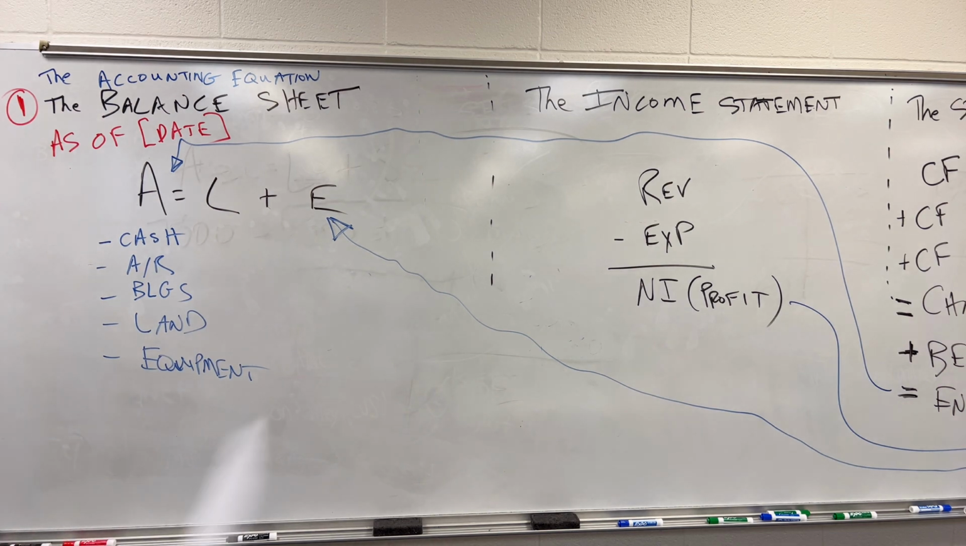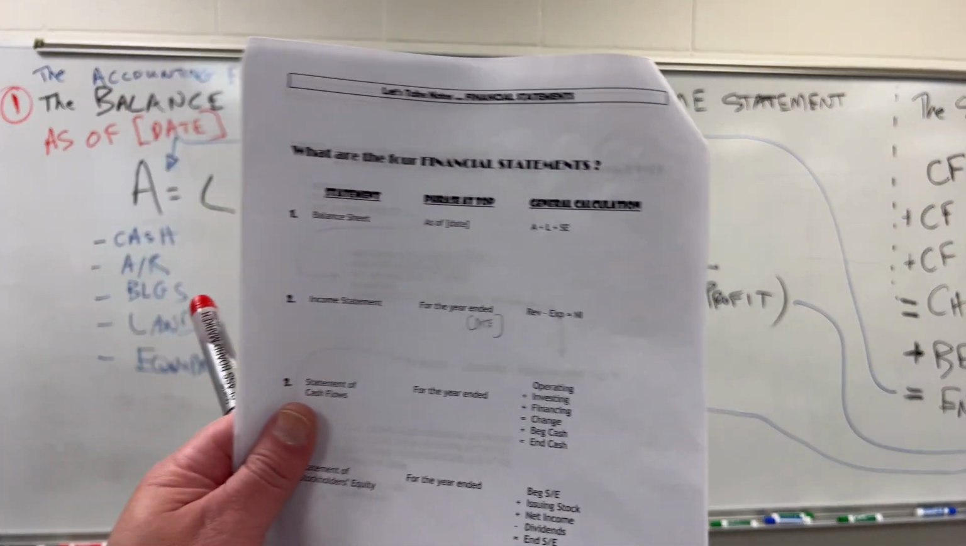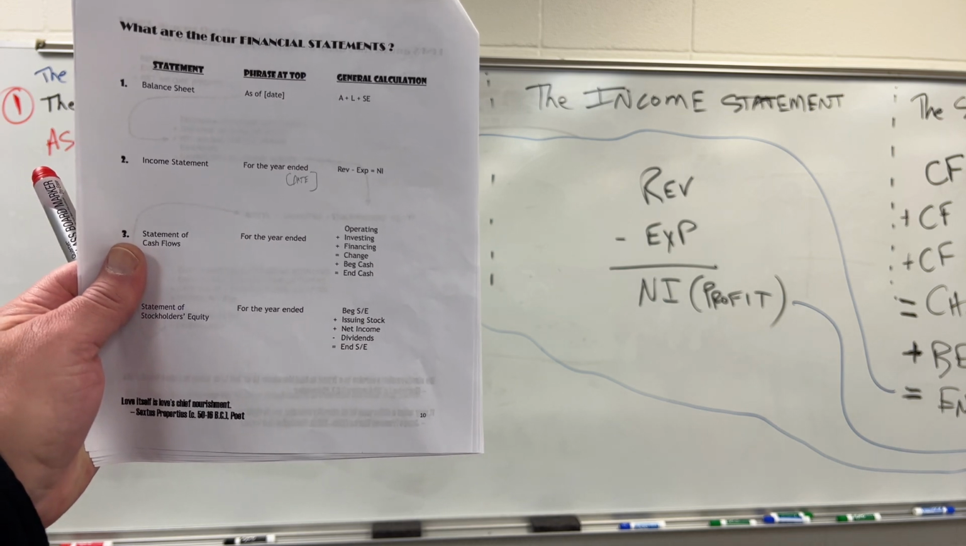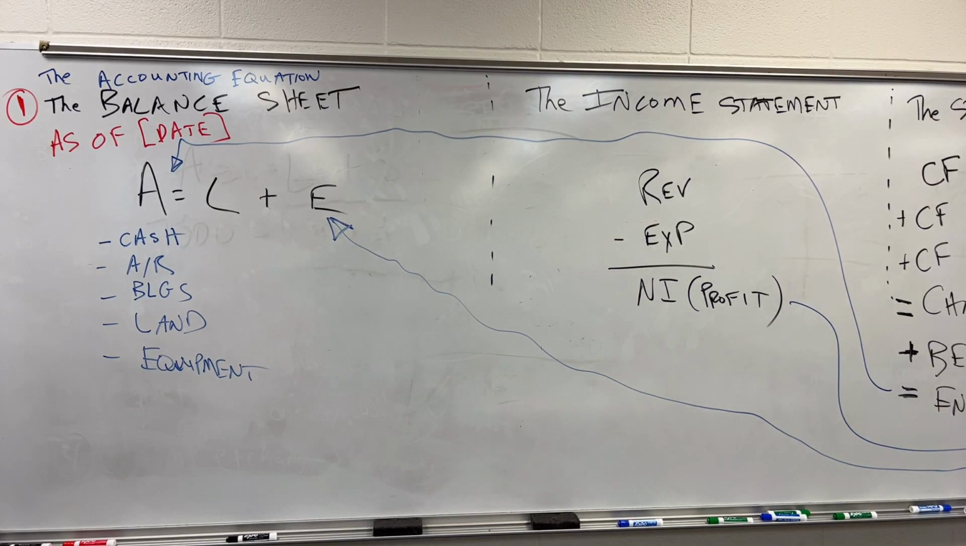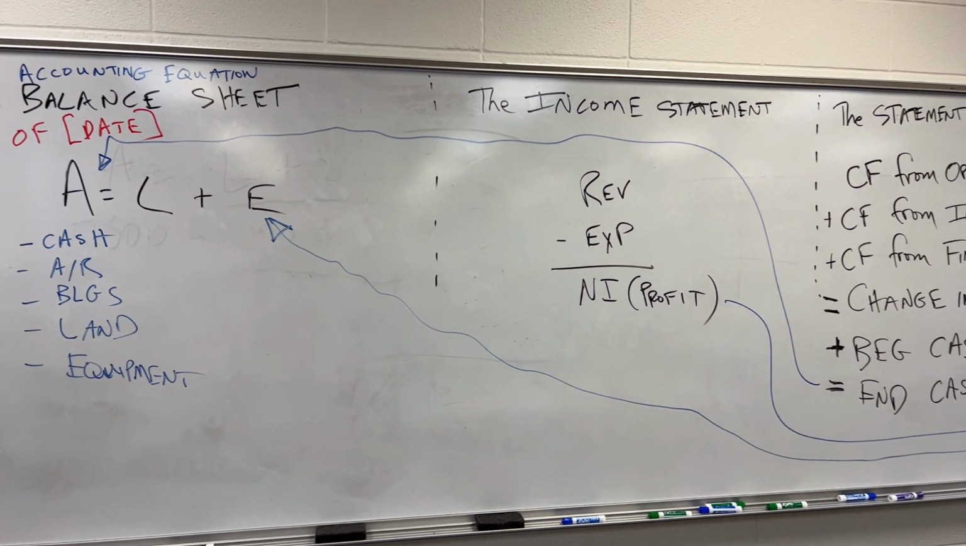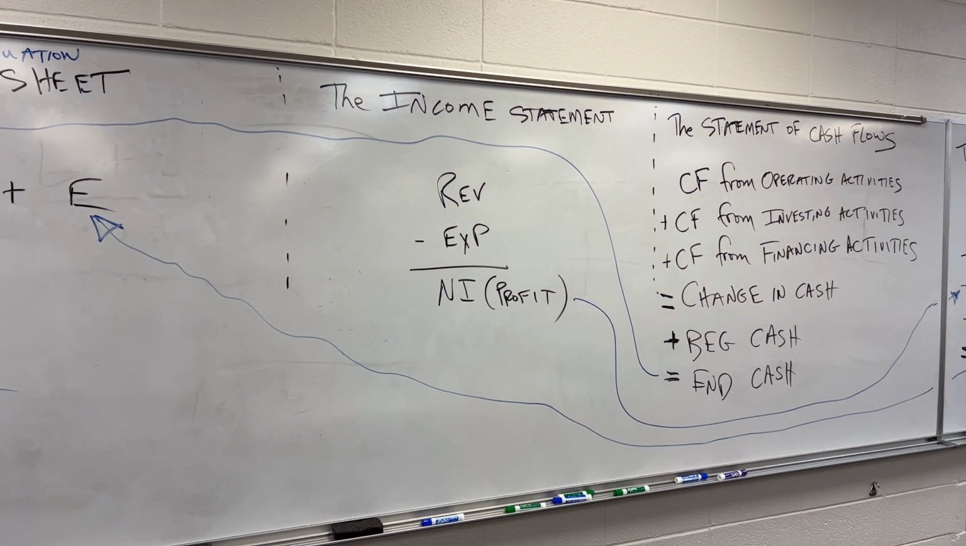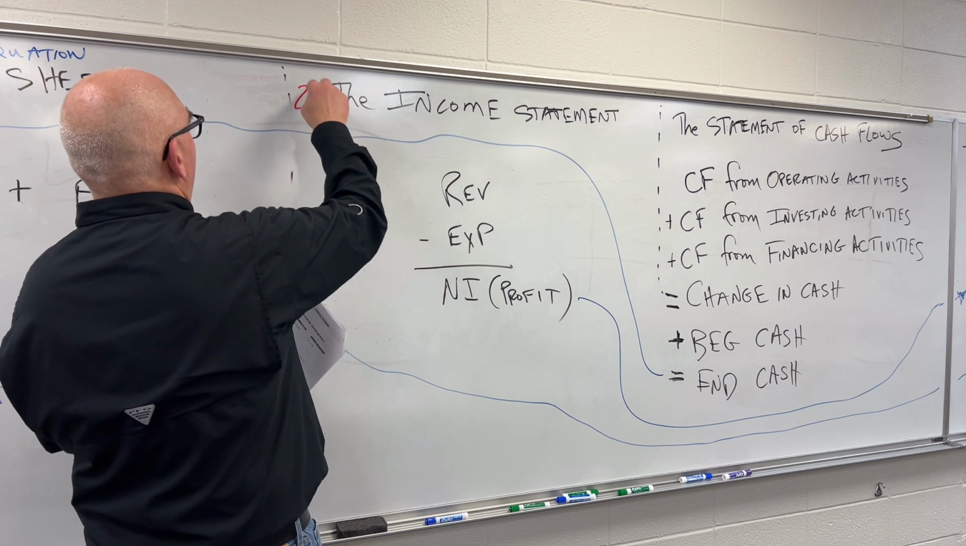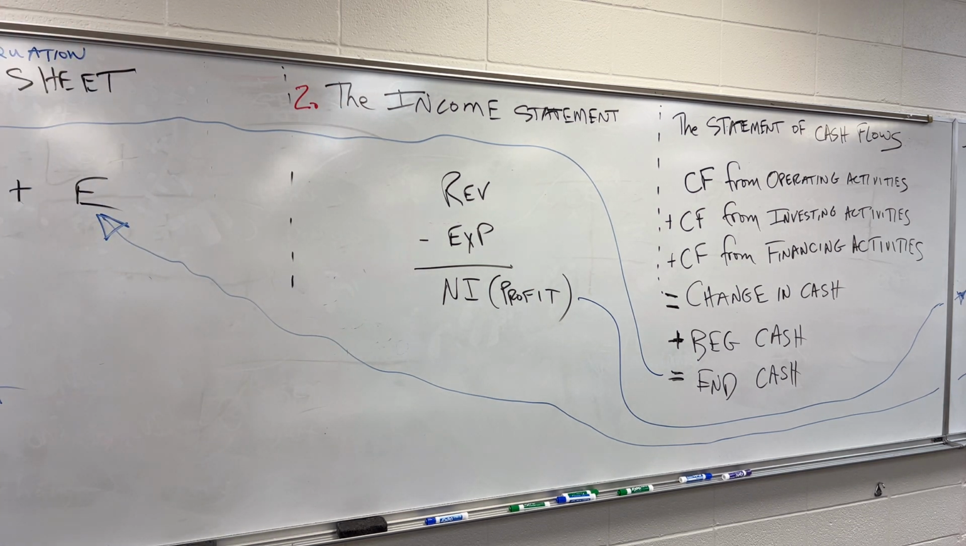And so the general calculation I've got written down again. Truth be told, I would encourage you, by the time you're done taking notes, to have everything that's on the board written down 3 times. It's good practice. So number 1, balance sheet as of a date, and then assets equals liabilities plus equity. So now let's talk about number 2, the income statement.